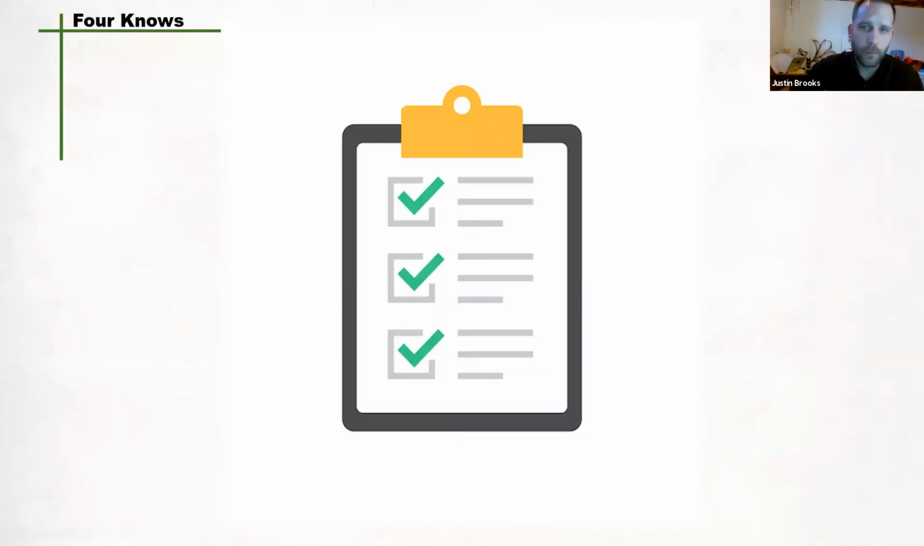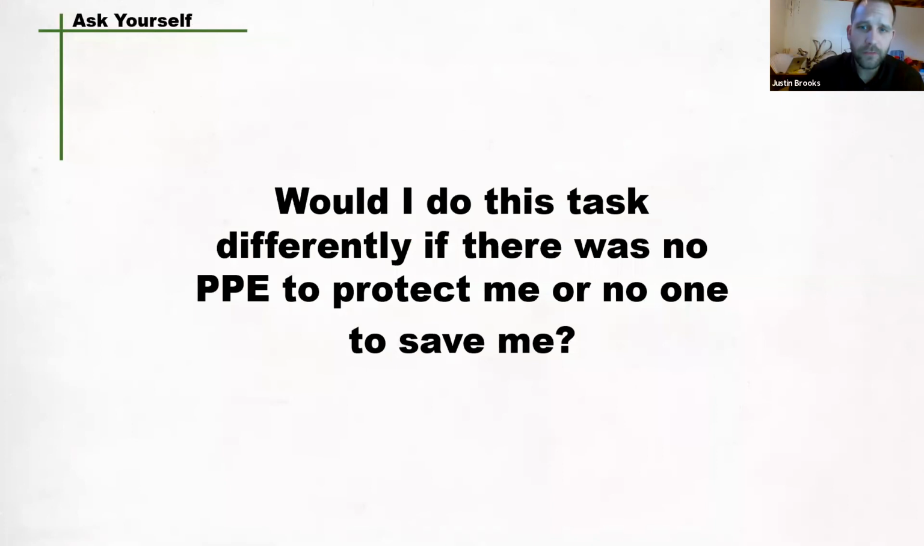So, four no's. Number one, know the limitations of your personal protective equipment. Number two is view personal protective equipment as a last line of defense and ensure that workers understand that it does not have incident prevention properties. Number three is know the limitations of a rescue or emergency response. And number four, visualize the risks of a job and how it would be done if the PPE was not available. So ask yourself, would I do this task differently if there is no personal protective equipment to protect me or no one to save me?